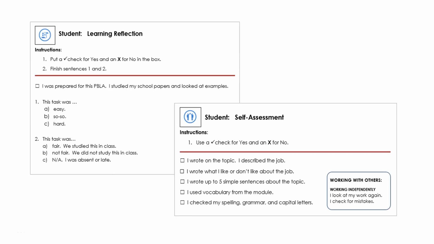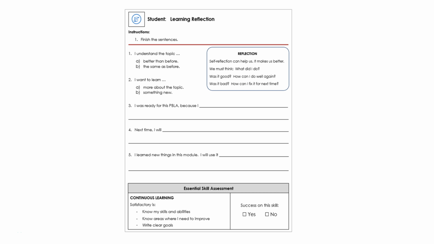Self-assessment and reflection are important components of PBLA. Following the PBLA and essential skills assessment tools is a self-assessment on the CLB criteria and a learning reflection. These should be completed by the learners immediately after the assessment. An additional learning reflection, which includes another essential skills assessment of continuous learning, is to be completed when the assessment is returned. This essential skills assessment focuses on the learner's ability to assess and write about their goals for learning.